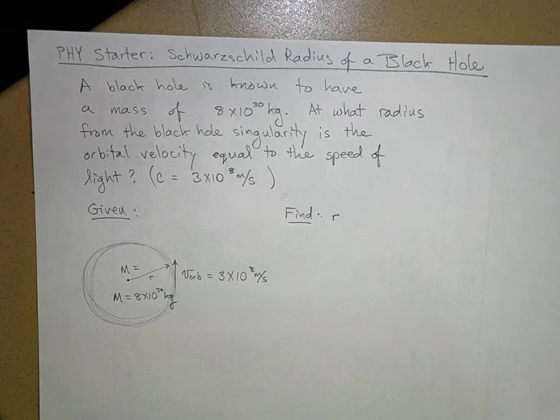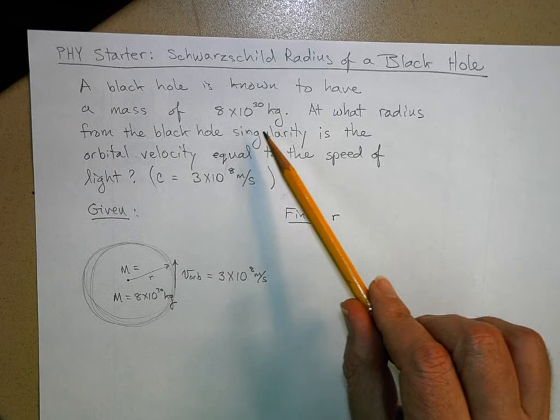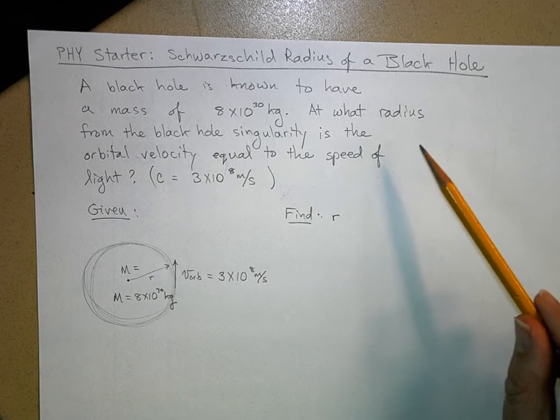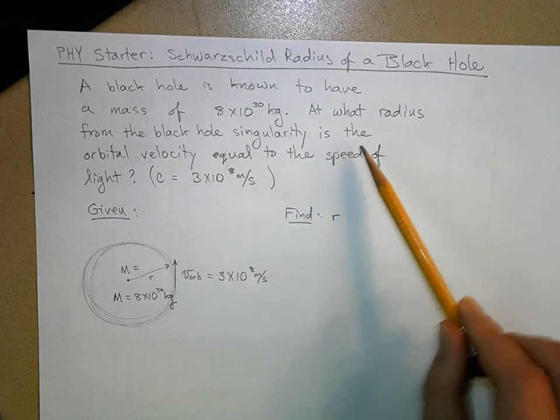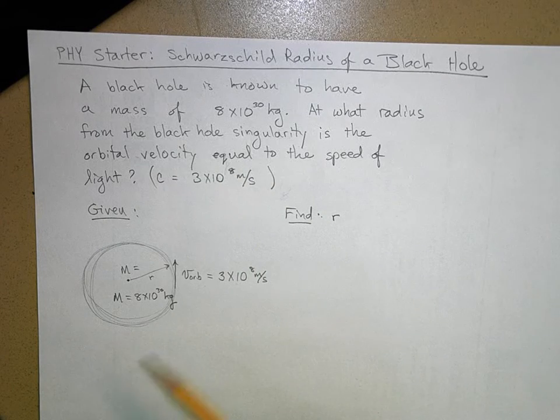Here's a really interesting starter all about black holes. We have a black hole in space. It's known to have a mass of 8 times 10 to the 30 kilograms, and that's about 4 times the mass of our sun. At what radius from the black hole singularity is the orbital velocity equal to the speed of light?